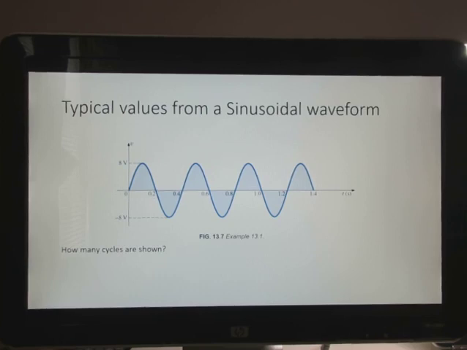How many cycles are shown? Well, we have 1, 2, 3 and a half of 1. So 3.5. What's the frequency of the waveform? You take the inverse of the period to get the frequency. So the period was 0.4 seconds. The inverse of that is 2.5 cycles per second, and we call cycles per second hertz, so it'd be 2.5 hertz.